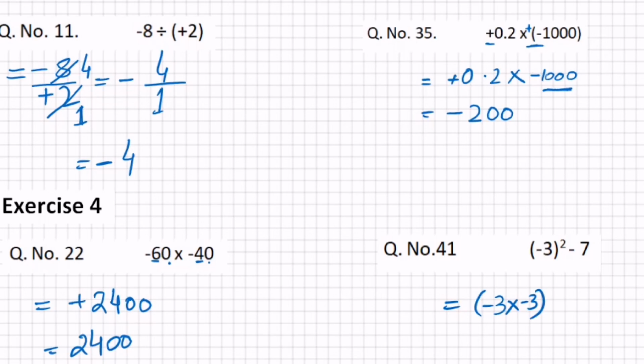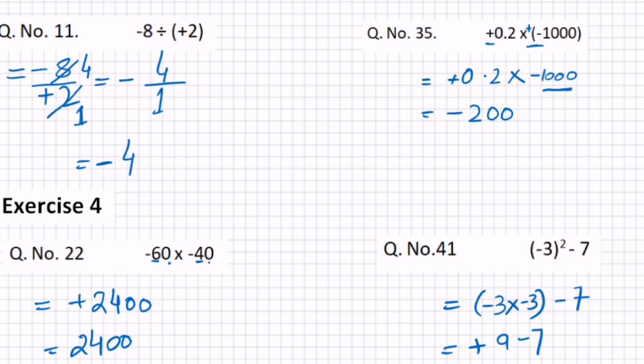The power is 2, so you have to write 2 times. If the power is 3, let's suppose 3, you have to write 3 times. Here the power is 2, so I wrote 2 times, into minus 7. First minus into minus is plus, according to the rule. So 3 into 3 is 9, minus 7.